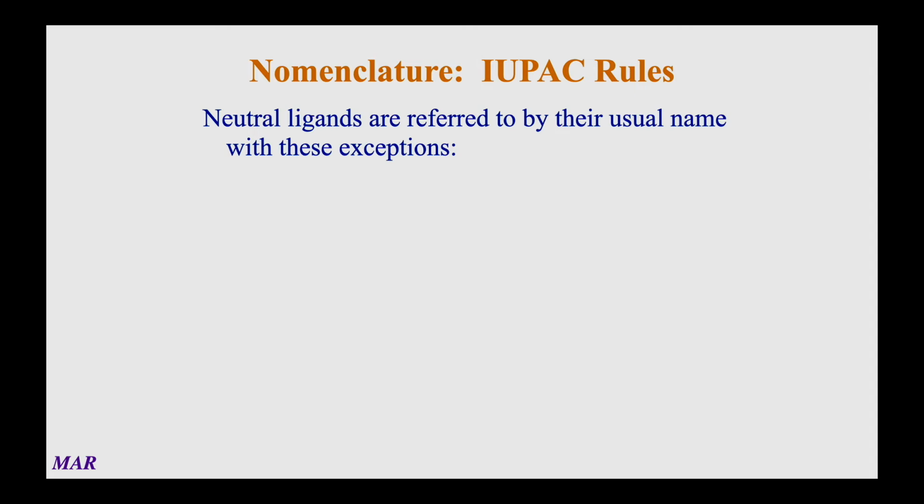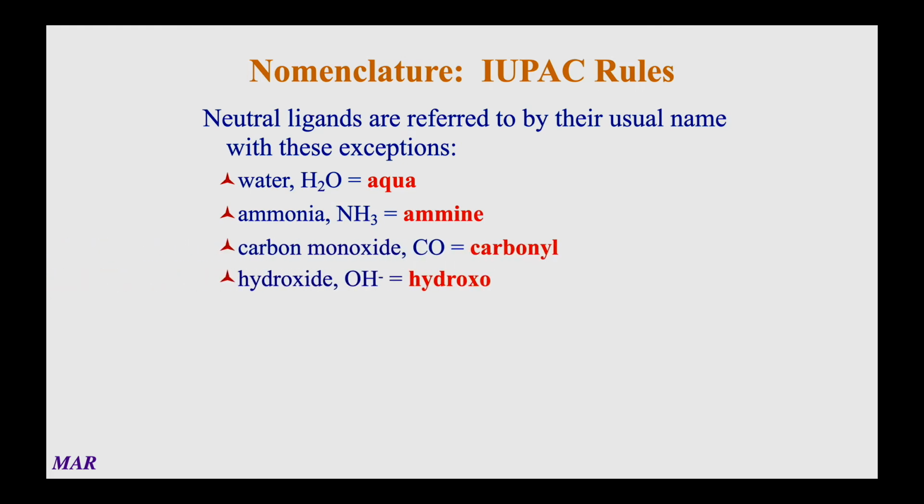Neutral ligands are usually referred to by their usual name, but there are some exceptions, okay? And these can be a little strange. Water, if you see it in one of these complex ion names, is referred to as aqua. You don't call it water, you call it aqua. And ammonia is really weird. If you have ammonia in one of your complex ions, you refer to it as ammine. Now I want to stop right there. Ammine in this case is spelled AMMINE.